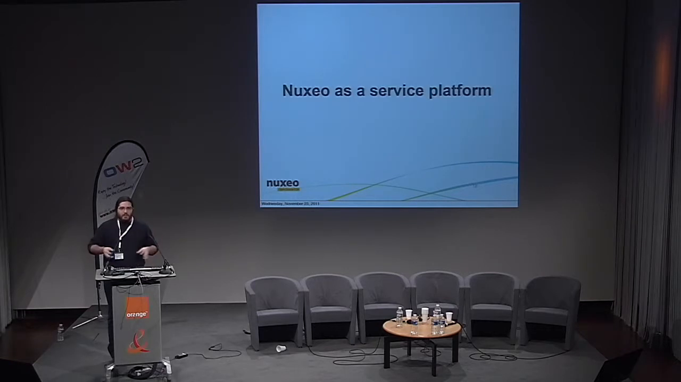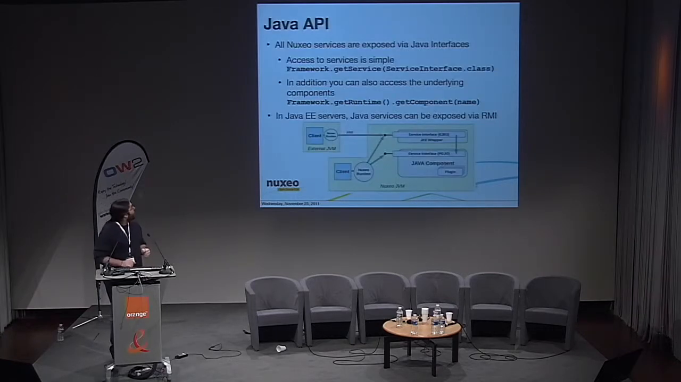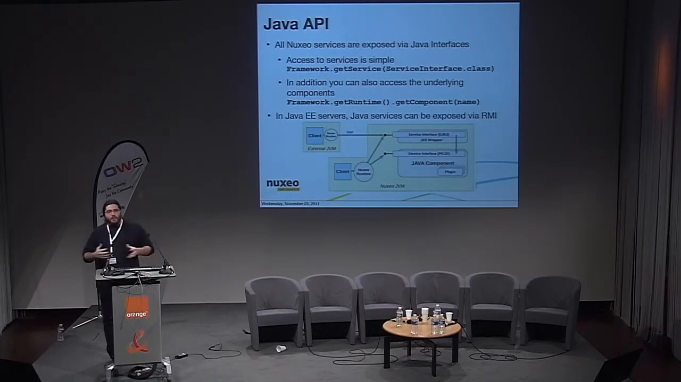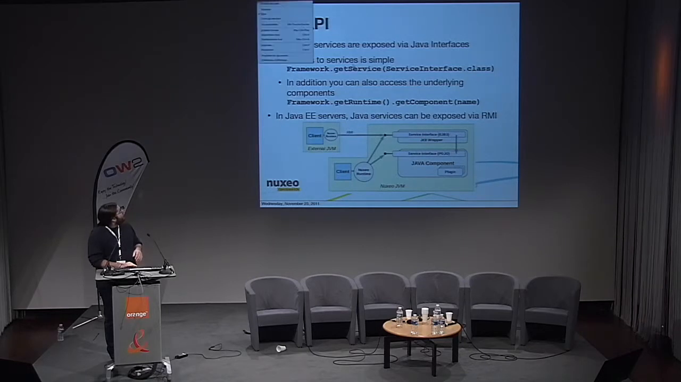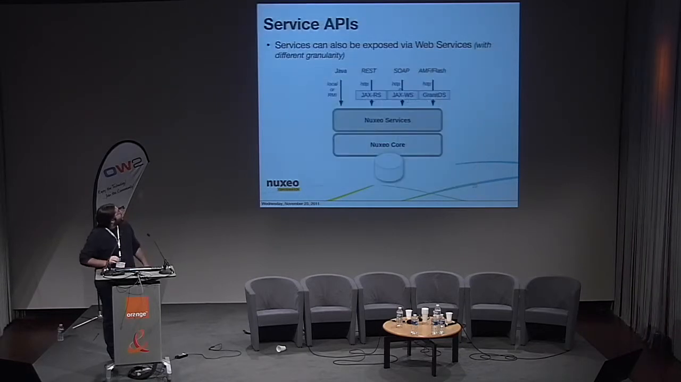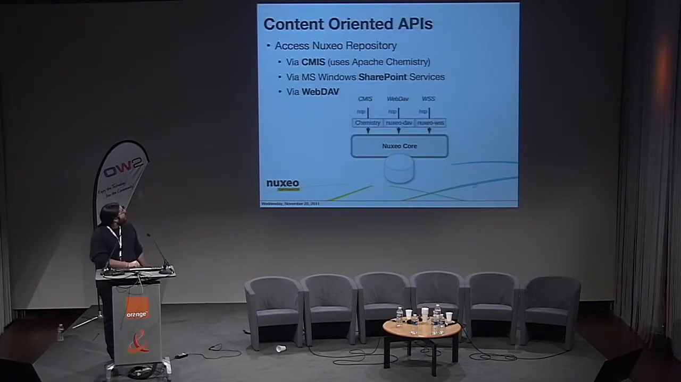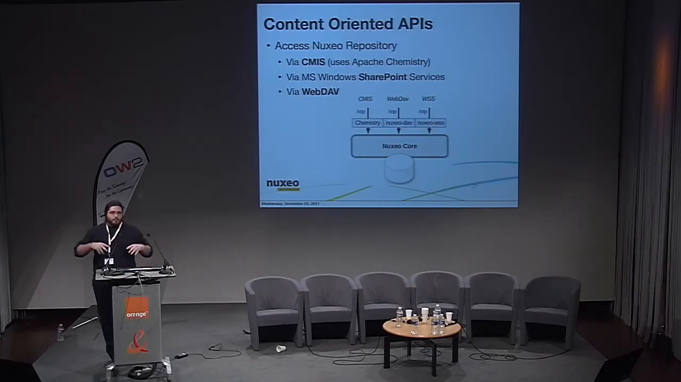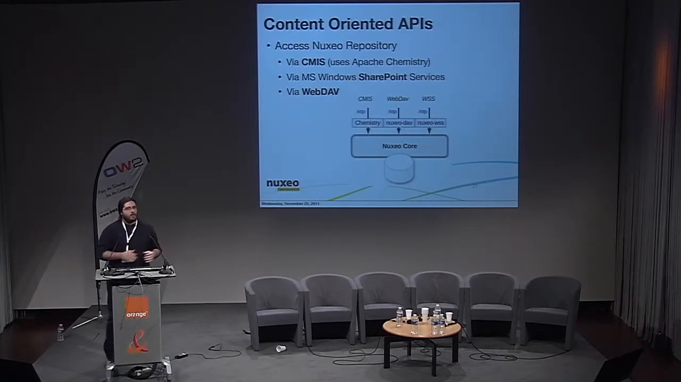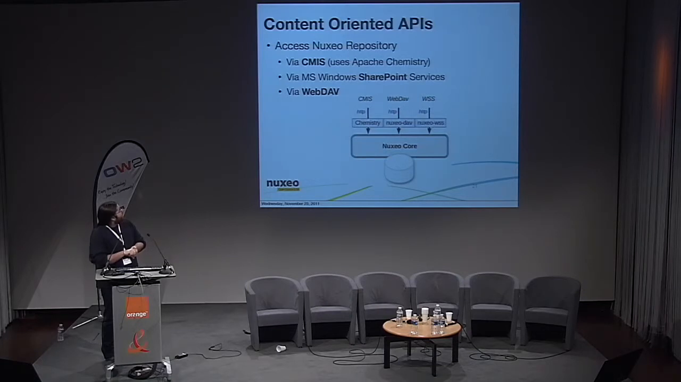So that was the content repository. Now you can see Nuxeo as a platform, as a service platform. So the different ways you have to use Nuxeo: you have the Java API, the common Java API. You also have the services API. So we have Java, or REST with JAX-RS, or SOAP web services with JAX-WS, or even AMF in Flash, where we chose Granite Data Services. And so that's the service API, and we have some more content-oriented APIs. For instance, Stéphane talked about CMIS. You can use a Nuxeo server as a Windows SharePoint server, or you can use WebDAV to put your documents on Nuxeo.